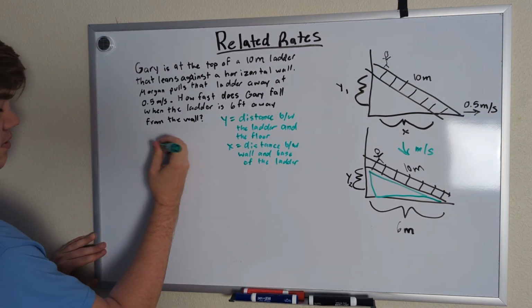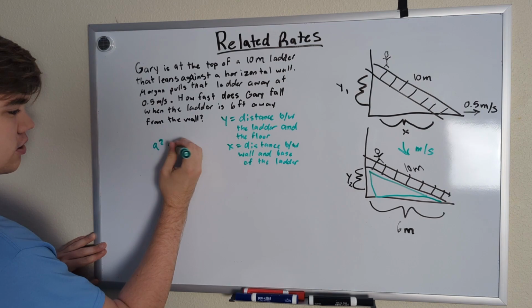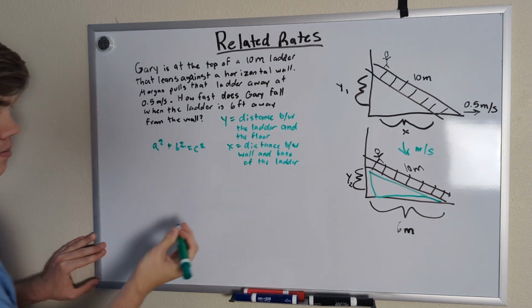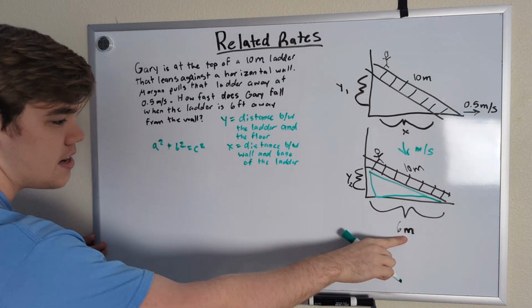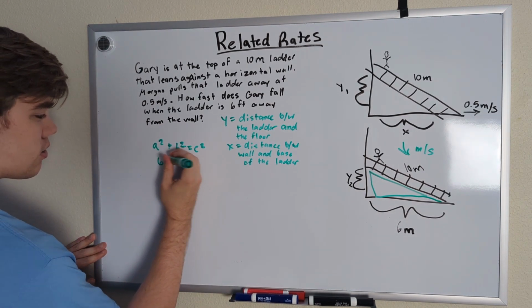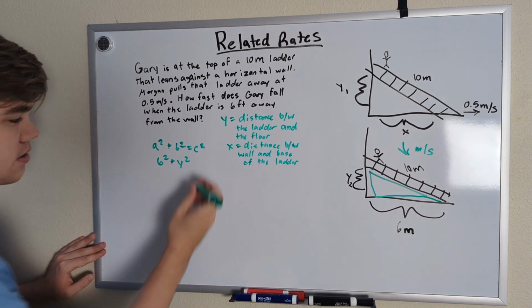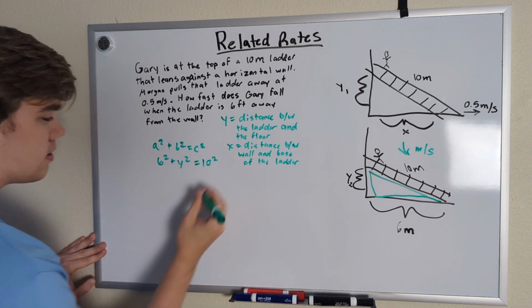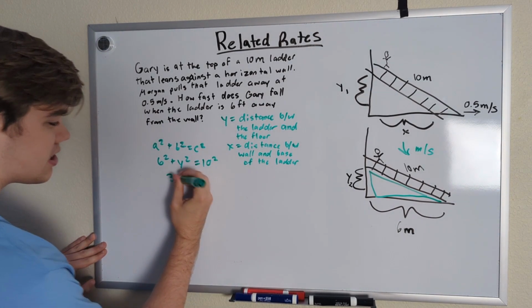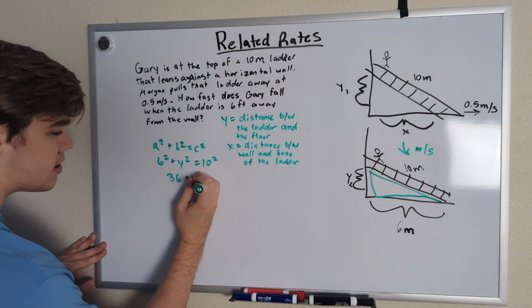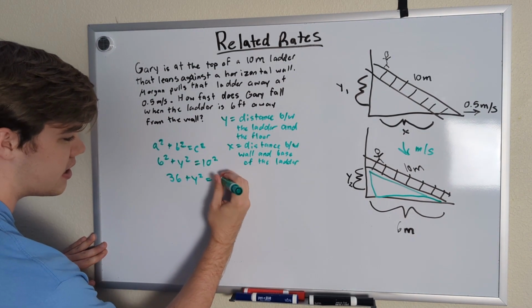Remember, the Pythagorean theorem states that a squared plus b squared is equal to c squared. So let's plug in our a and b. a will be 6, so 6 squared, plus y squared is equal to our c, also known as our hypotenuse, which is 10 squared. So now we have the problem: 36, 6 squared is 36, plus y squared is equal to 100, aka 10 squared.